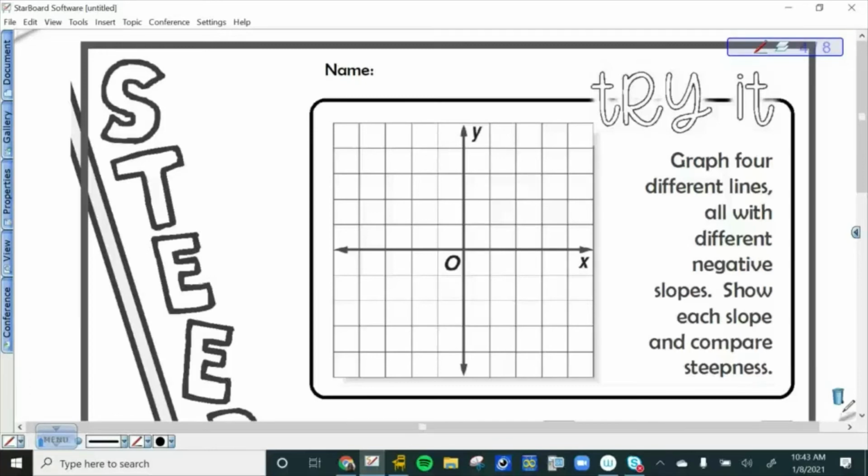So remember, a vertical line has an undefined slope. A horizontal line has a 0 slope. But I think I see where you're going. If you connect this point and that point, you have a negative slope. There you go. So that's one.